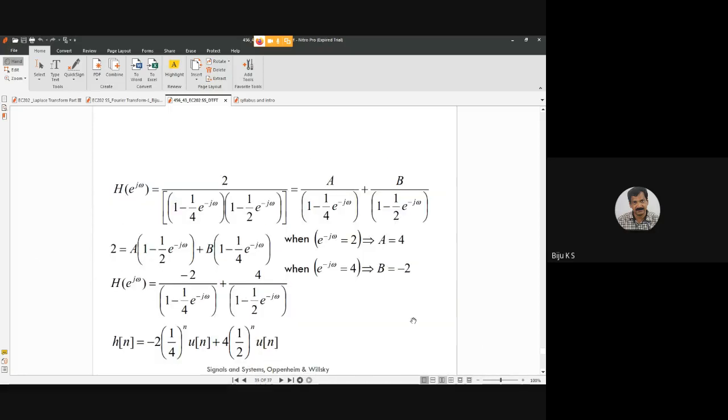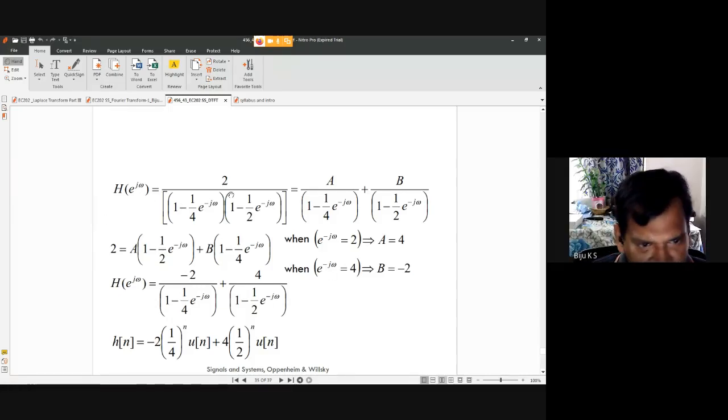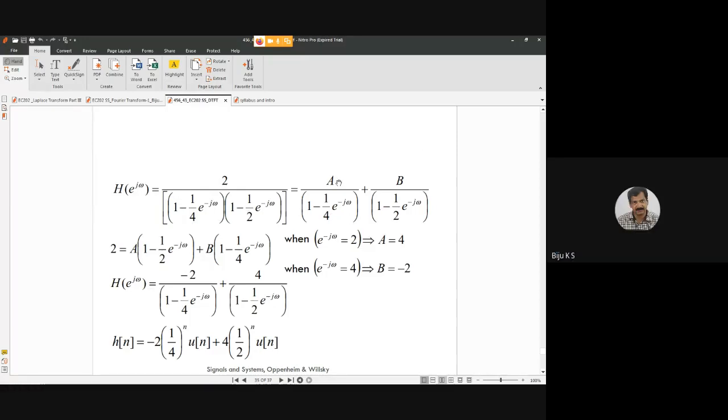So here the focus is to find h[n], so the denominator is factorized. Then you can take the inverse Fourier transform, which uses partial fractions. You apply the partial fraction: A by the first factor and B by the second factor, and find the values of A and B by applying proper values of e raised to j omega. If it is 2, you get the A value, and if e raised to minus j omega is equal to 4, then you get the B value. So that we can take A and B.